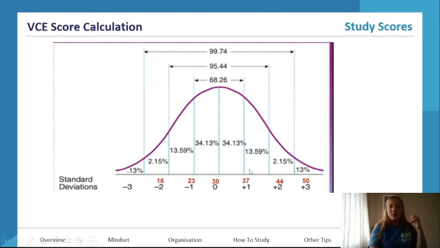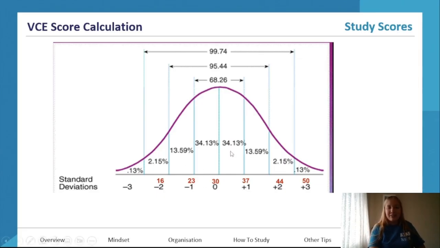And similarly, a study score of 50 means that pretty much everyone is behind us. We've done better than everyone, but there are variations. So about up to 0.13% of all of the students for that subject might have done slightly better than us. So this will be small differences, like tiny incremental mark differences, right?